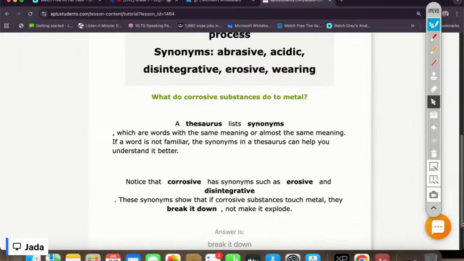Right, so a thesaurus lists synonyms, okay? So which are words with the same meaning or almost the same meaning? If a word is not familiar, the synonym in a thesaurus can help you understand it better, okay? So you have to note that it also means the synonym of the word. So if you don't know the word, the synonym will help you identify the word, okay?